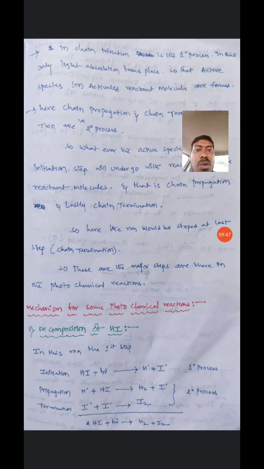In chain initiation, the primary process, only the light absorption takes place, so that active species, or activated reactant molecules, are formed. That is nothing but the chain initiation process.